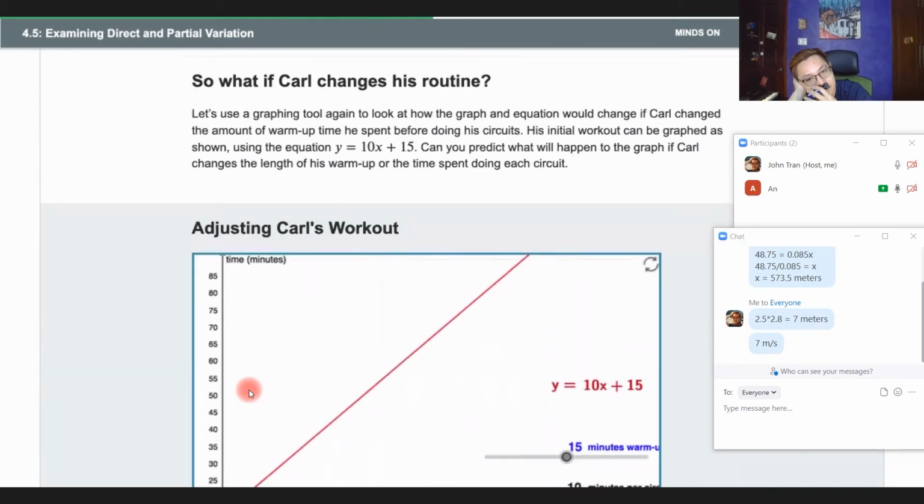So what if Carl changed his routine? Let's use a graphing tool to look at how the graph and equation would change if Carl changed the amount of warm-up he spent before doing his circuits. His initial workout would be graphed as shown using the equation y equal 10x plus 15. Can you predict what will happen to the graph if Carl changed the length of his warm-up or the time spent doing each circuit?